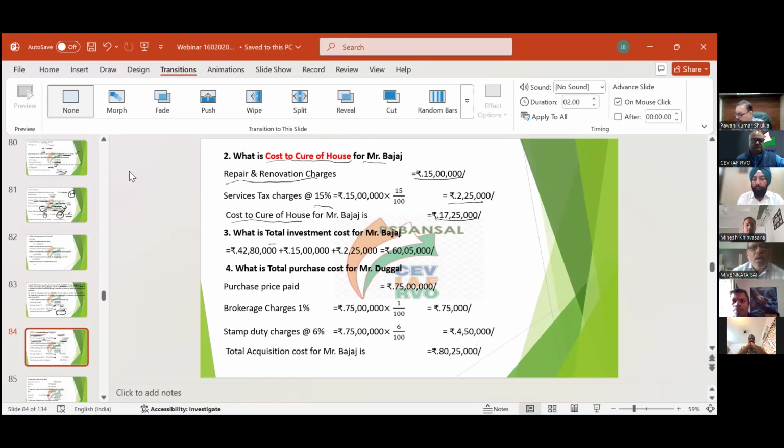So what is the total investment? His total investment is 60 lakh 5,000: 42 lakh 80,000 plus 15 lakh plus 2 lakh 25,000. So the total is 60 lakh 5,000.